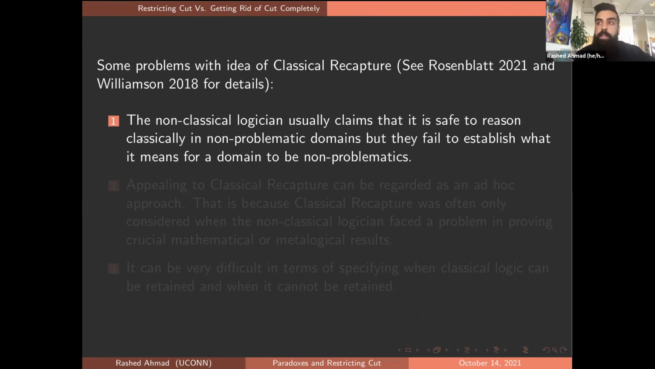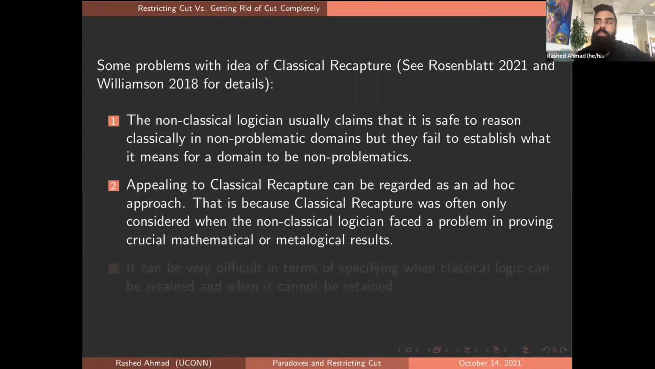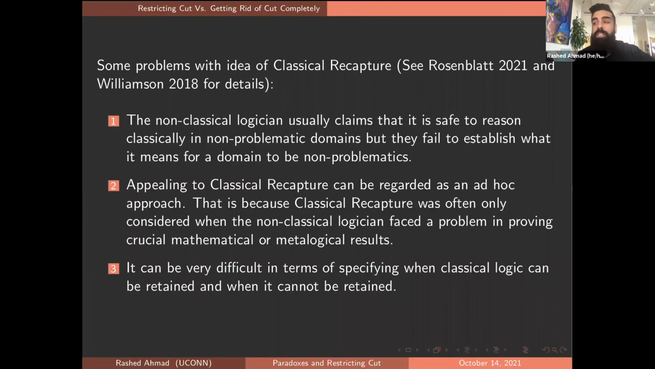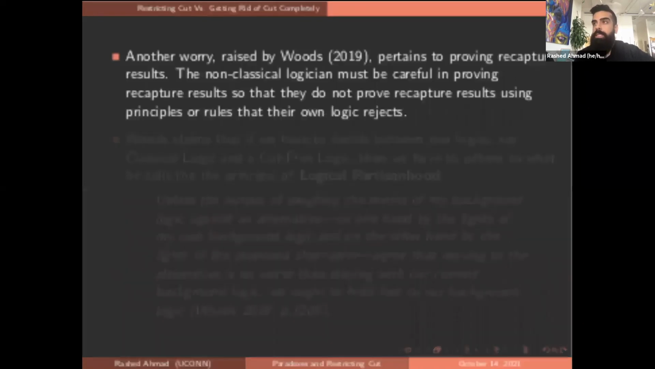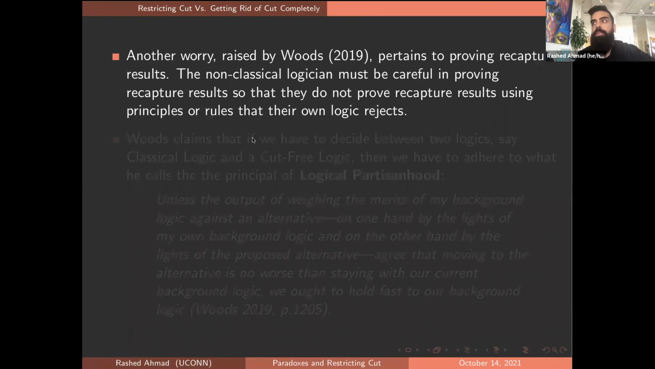The first problem is that the non-classical logician usually claims that it is safe to reason classically in non-problematic domains, but they fail to establish what it means for a domain to be non-problematic. Second, appealing to classical recapture can be regarded as an ad hoc approach, and that's because classical recapture was only considered when the non-classical logician faced a problem in proving crucial mathematical or methodological results. And third, it can be very difficult to specify when classical logic can be retained and when it cannot.